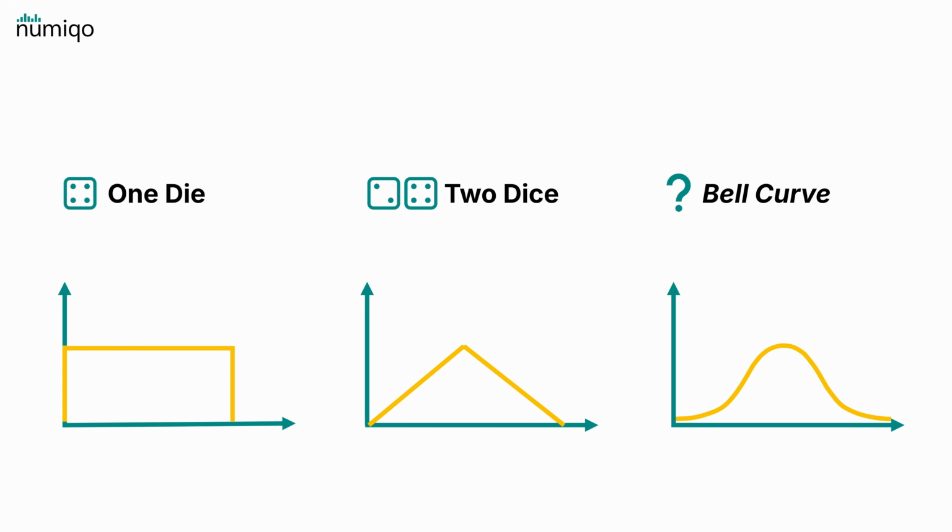But where's the bell curve? So here's the next step. What if we don't stop at 2 dice? Let's add more dice and always do the same thing. Roll them, add the eyes and put the sum into a histogram.